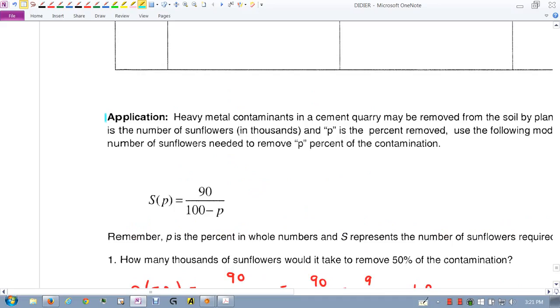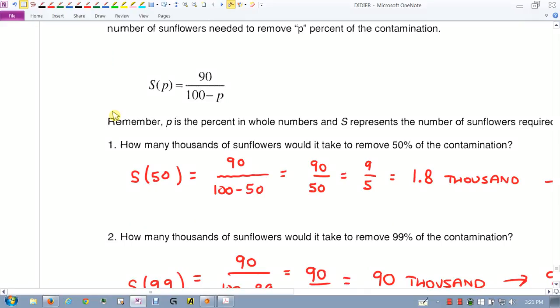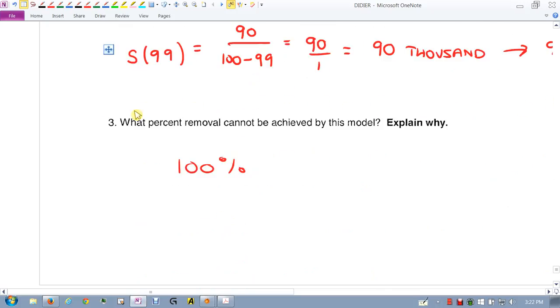And then this one application, that just was, can you interpret what they're asking? They give you a function. Yeah, the sunflowers. And that's it.